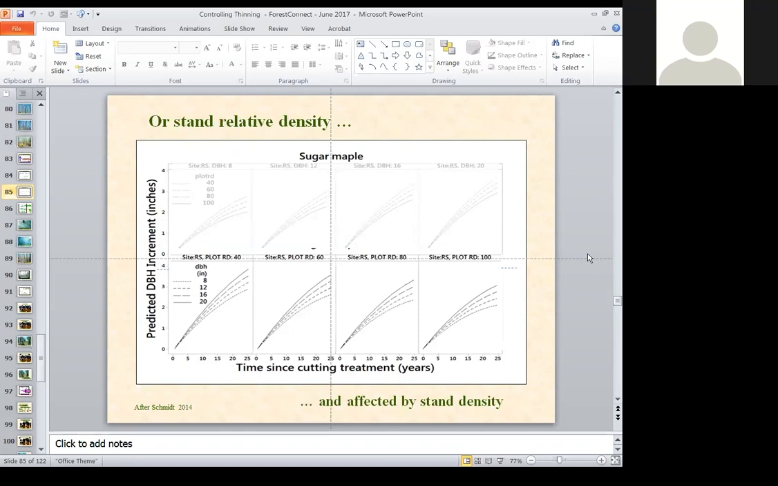Those lower densities will promote and maintain a dense understory of fern. You could get a dense understory of striped maple or other kinds of things too. So keeping the stand at that 60% relative density will help to dampen the development of those interfering plants. But if you want to have that robust understory response, then you want to go down below it.